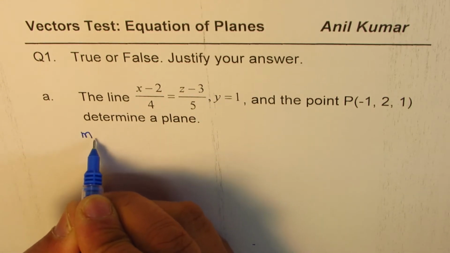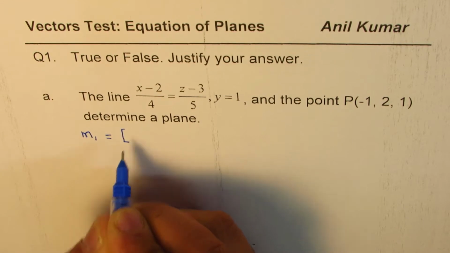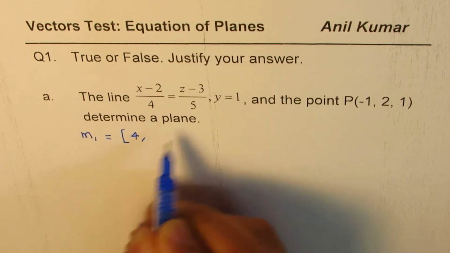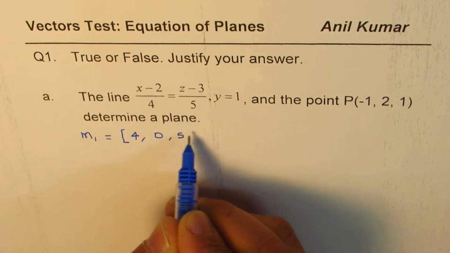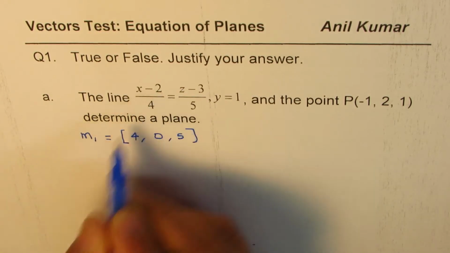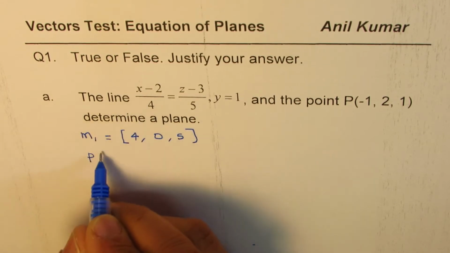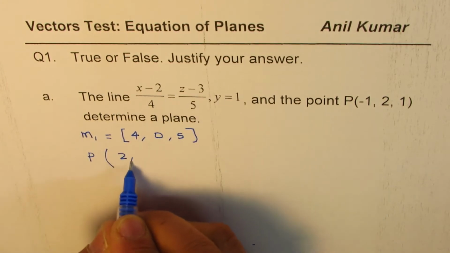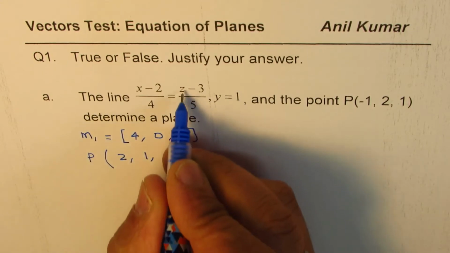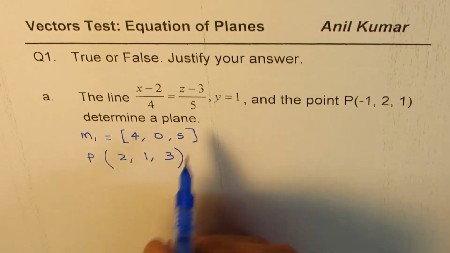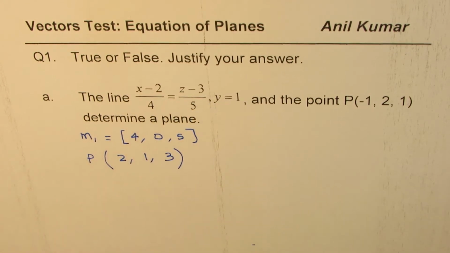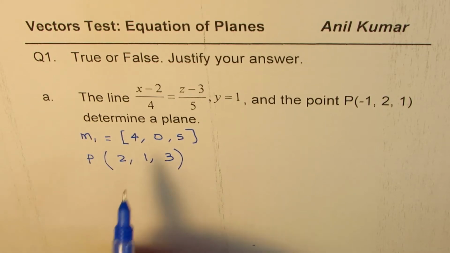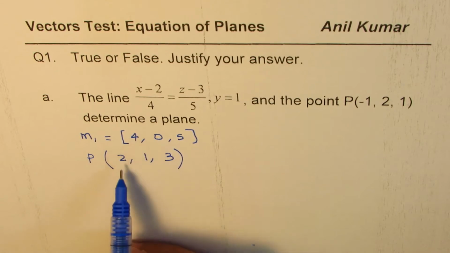The direction is x is 4, y is 0, z is 5. You have to follow proper order, right? And it also provides you with a point, and the point on this line is given as x is 2, y value is 1, and z is 3. So you have to be careful since y is written on the other side. You have to properly look at the equation and then write what information is given to you. Now, this is the direction and that's the point.